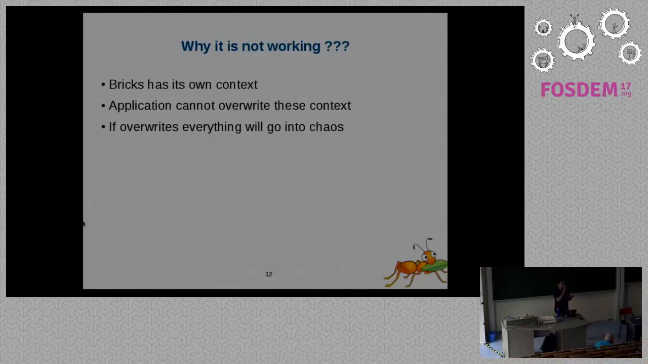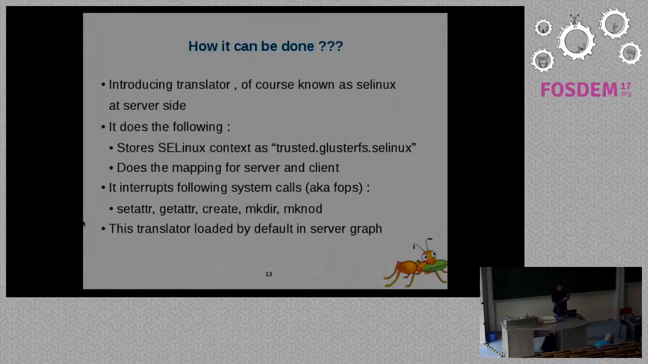As I mentioned before, at the back end, the SELinux context will be stored as a security.selinux attribute. So we just need to map that security.selinux attribute to something else. This is done with the help of an SELinux translator. It stores the SELinux context from the client as trusted.glusterfs.selinux, and it does the mapping from client to server. If the client sets some context, it will be set as trusted.glusterfs.selinux at the back end, and if the client requests the context, it reads from this attribute and gives it back to the client. And we need to intercept the following calls like setattr, getattr, mkdir, and mknod.